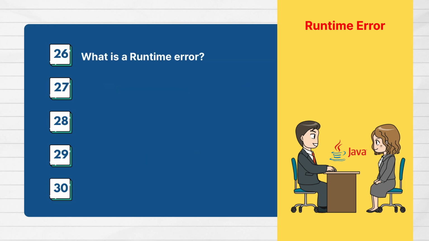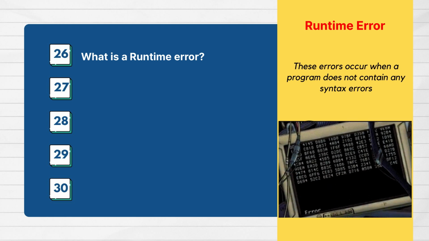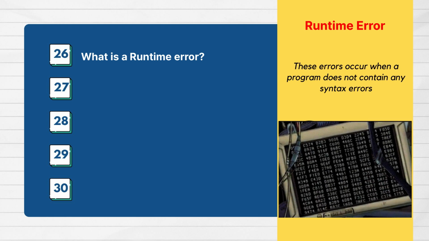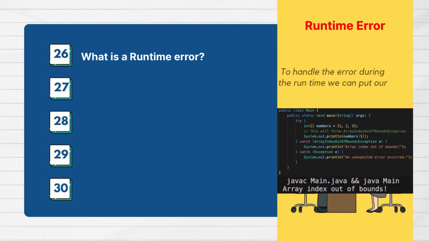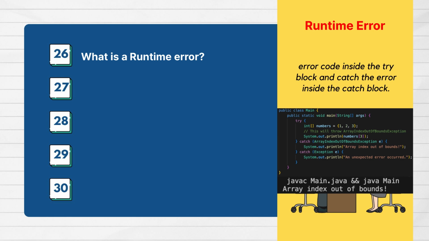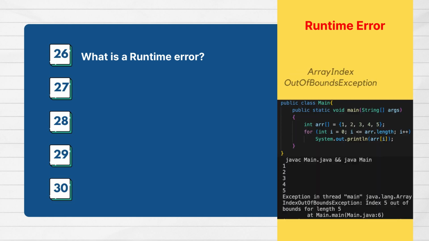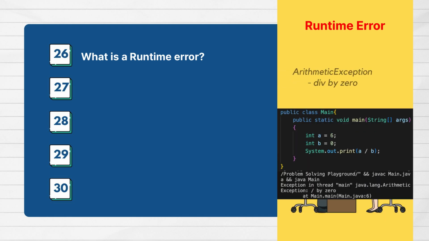What is a runtime error? Runtime errors are detected during the execution of the program. These errors occur when a program does not contain any syntax errors but asks the computer to do something that the computer is unable to do. To handle the error during the runtime, we can put our error code inside the try block and catch the error inside the catch block. Example: array index out of bounds exception, arithmetic exceptions such as division by 0.